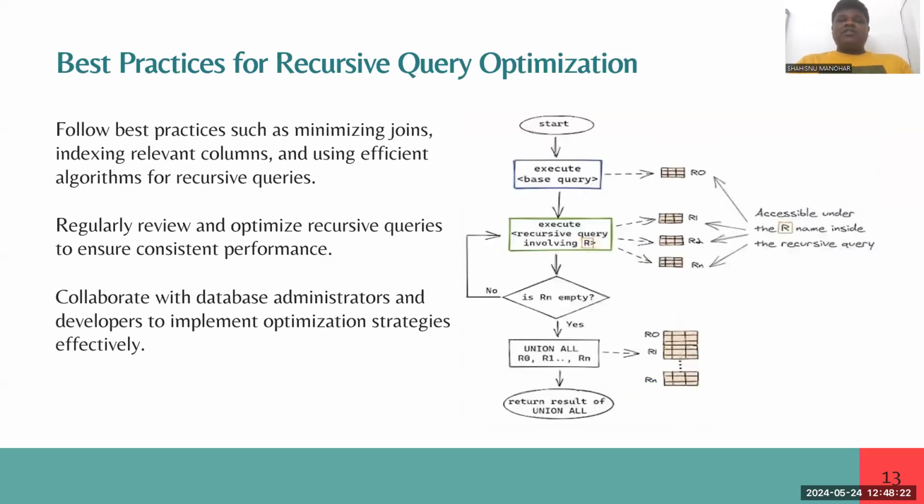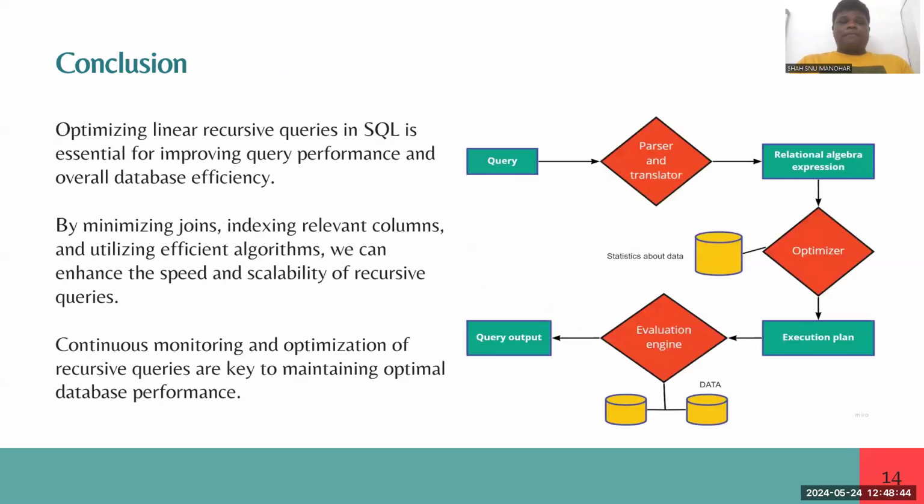Best practices for recursive query optimization. Follow best practices such as minimizing joins, indexing relevant columns, and using efficient algorithms for recursive queries. Regularly review and optimize recursive queries to ensure consistent performance. Collaborate with database administrators and developers to implement optimization strategies efficiently and effectively.